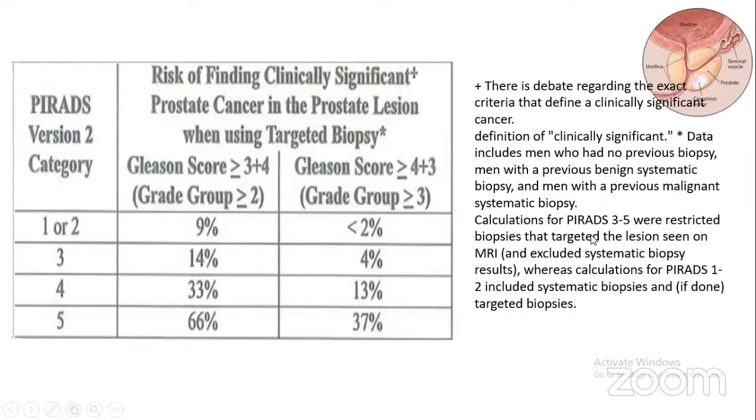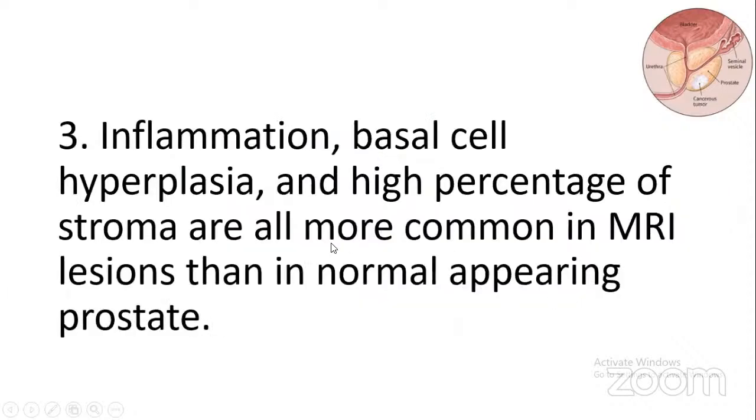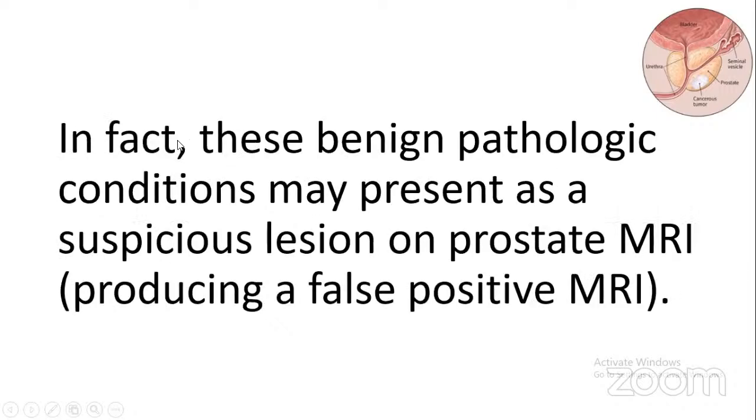The calculation of PI-RADS 3 to 5 uses restricted biopsy that targets the lesion seen on MRI and excludes systematic biopsy results, while the calculation of PI-RADS 1 to 2 includes systematic biopsy and, if done, targeted biopsy. Inflammation, basal cell hyperplasia, and a high percentage of stroma are all more common in MRI lesions than in normal appearing prostate. In fact, these benign pathological conditions may present as a suspicious lesion on prostate MRI, producing a false positive MRI.